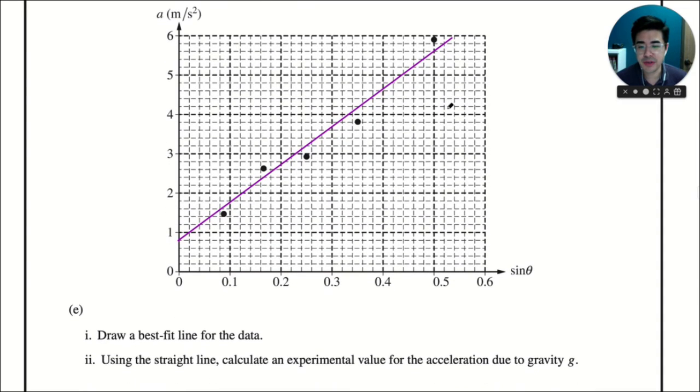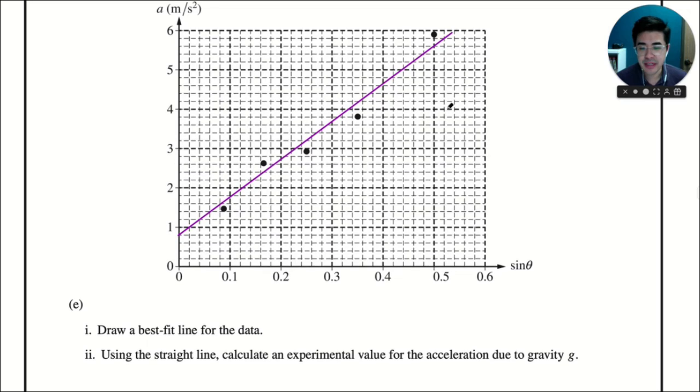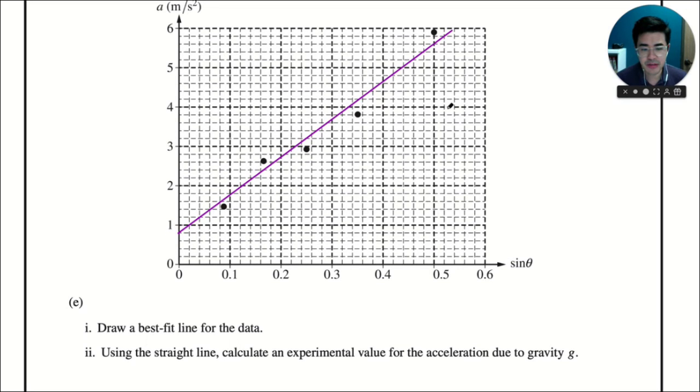And then using the straight line, calculate the experimental value for gravity, acceleration due to gravity, g. Okay. So usually when they linearize something like this, we want to calculate the slope. So let's find two points that my line went through. Here's a corner that it went through. And then let's see if there's another good corner. I'll treat this as a corner. Remember that there's room for error here because it's hard without a ruler.